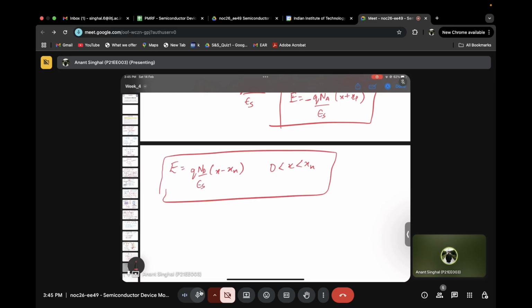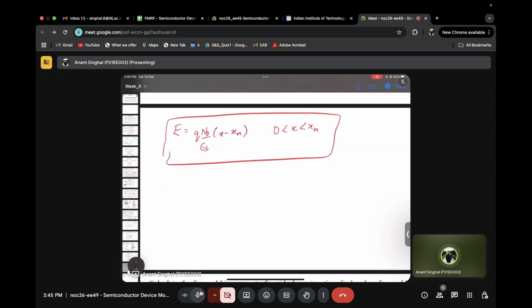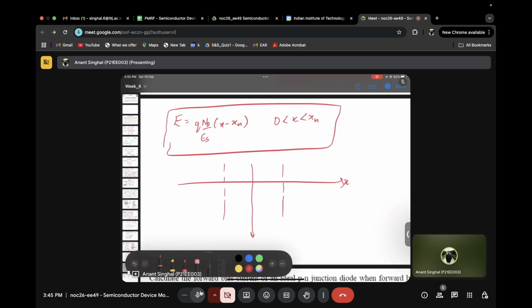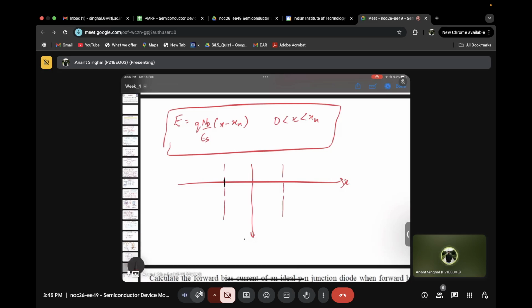So now what we have got is the electric field at both the sides. So if I try to plot it on the x-axis, what do we get? Let's say this is minus xp. I'm making this enlarged diagram. So let's say this is minus xp, this is xn. After this, the electric field has to be zero. This is what we already know.